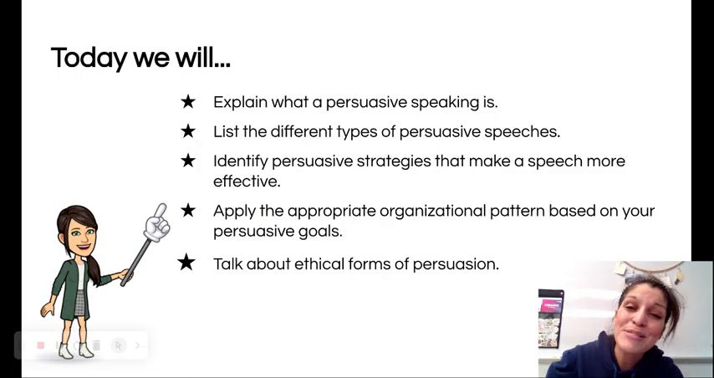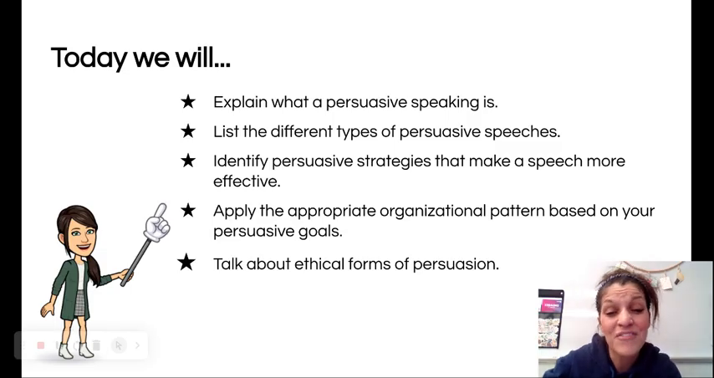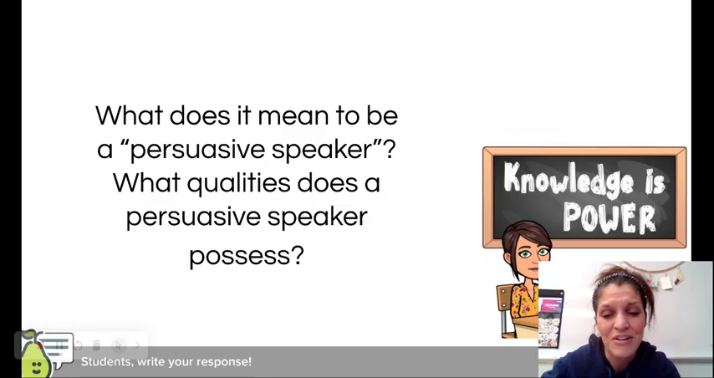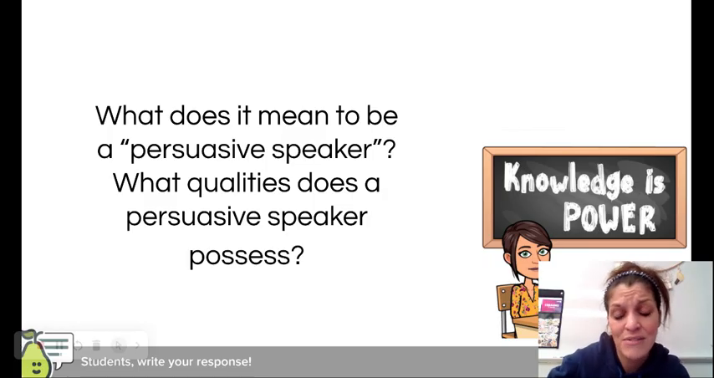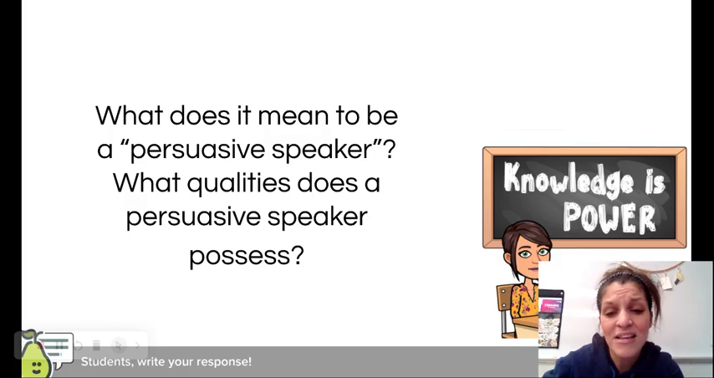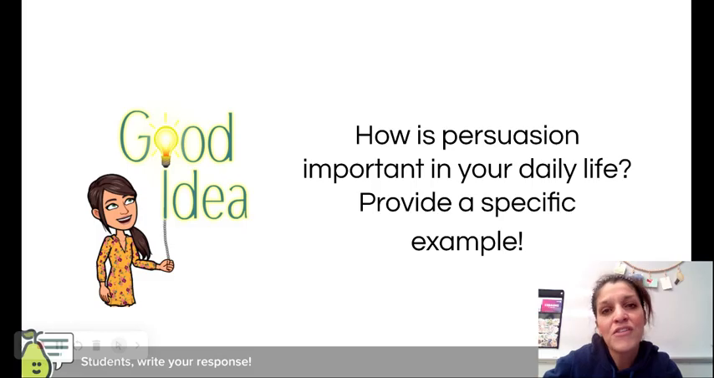Because today we're talking about persuasive speaking, which is something that is so prevalent in our lives. We're going to talk about different types of persuasive speaking, strategies, approaches, and organization of persuasive speaking, and ethical forms of persuasion. So first things first, what does it mean to be a persuasive speaker? What qualities does a persuasive speaker possess? I also want you to visualize for a moment how persuasion is important in your daily life.